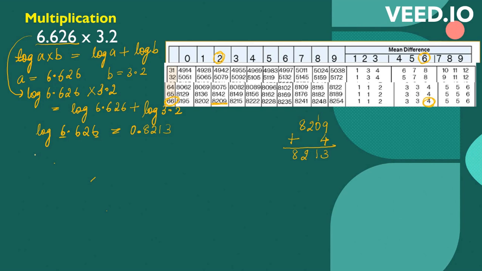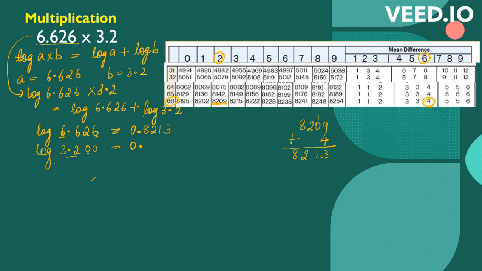0.8213. Okay, now next, log of 3.2. Okay, 3.2, how are we going to find it? So how many digits before the decimal point? One digit, so 1 minus 1 is equal to 0, so 0. Now 32 in the row you have to take, the other one we are going to take is 0.